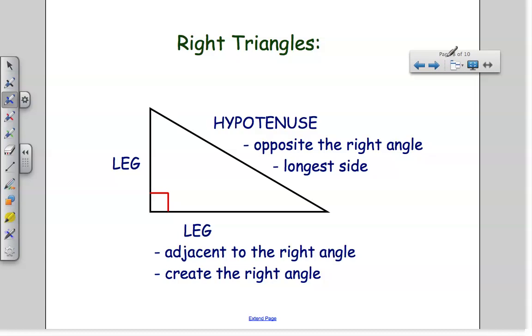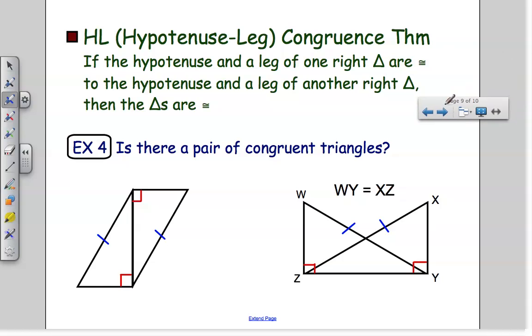I also said we were talking about hypotenuse leg, so we're just quickly reviewing right triangles. Remember, a right triangle has to have a right angle, and the two sides adjacent to the right angle, creating the right angle, are called legs. The hypotenuse is located opposite from the right angle, and it's the longest side. We just need to know our terms for hypotenuse and leg, because hypotenuse leg is a congruence theorem that works.